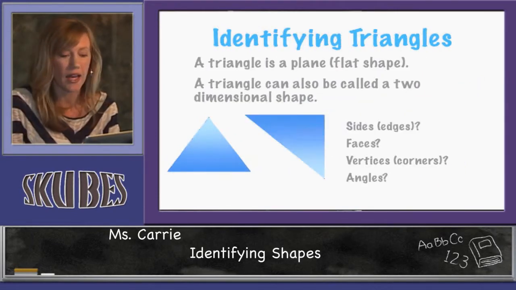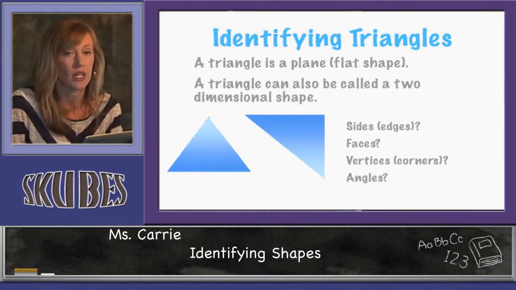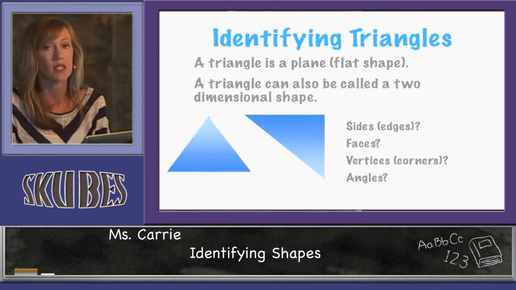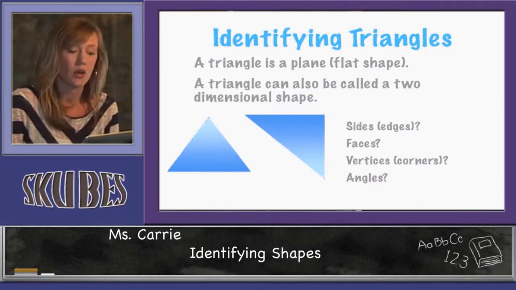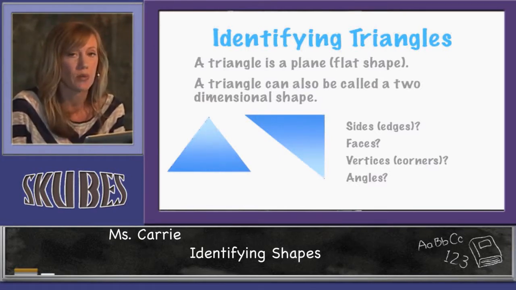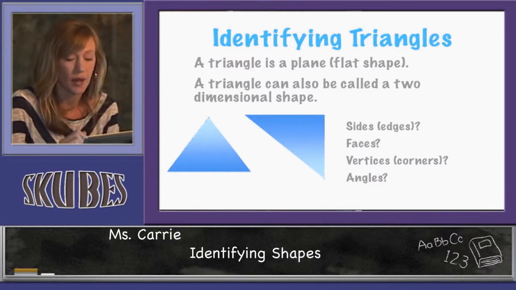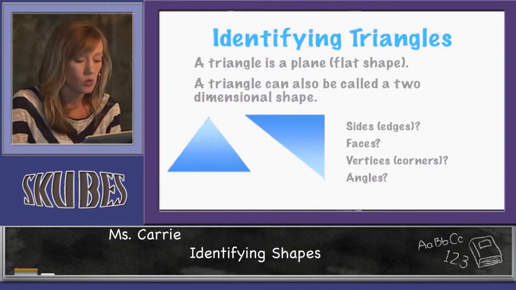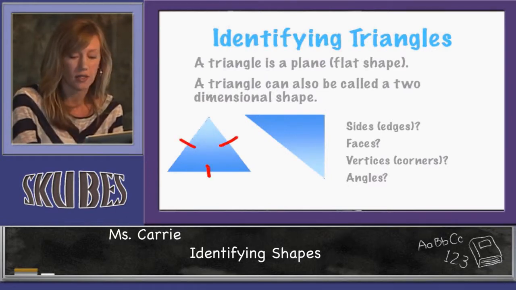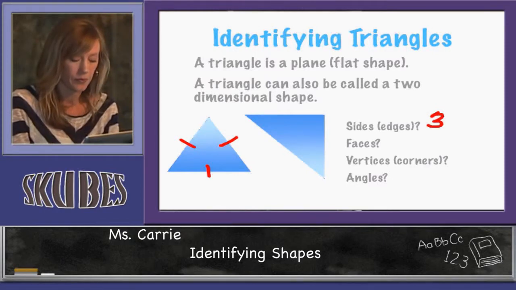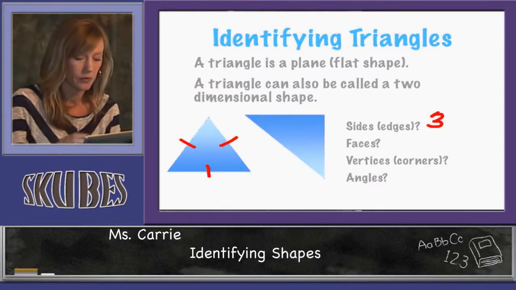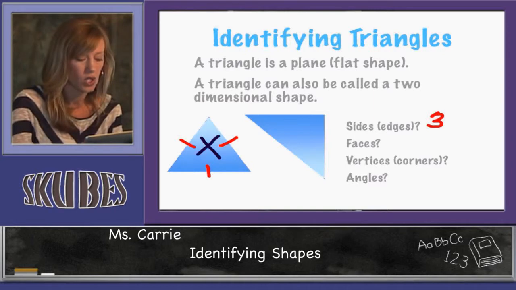Now let's look at a shape. We're going to look at triangles, and we're going to count up its sides and its faces and its vertices and its angles. Now a triangle is a flat plane shape. It's 2-dimensional and it's not 3-dimensional. So we keep that in mind when we're counting all these up. It has 1, 2, 3 sides. It has just 1 flat face.